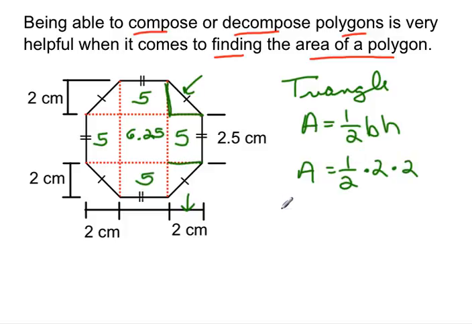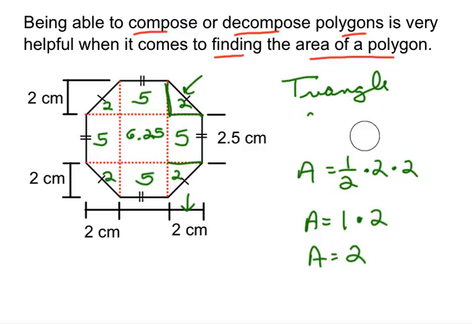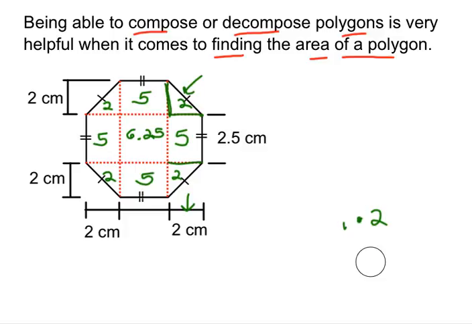All right. So when I figure out the area of my triangle, I do half of 2, which is 1. And now I have 1 times the height. So my area of each triangle is actually 2 square centimeters. Okay, so now I've pretty much decomposed and pulled together all my measurements. So now what I have to do is some multiplication and addition.